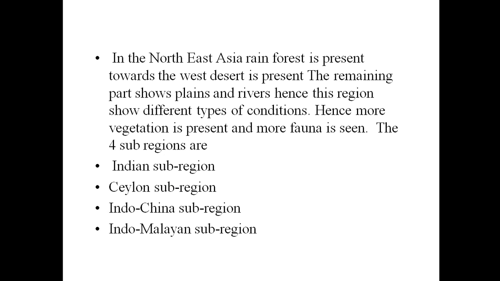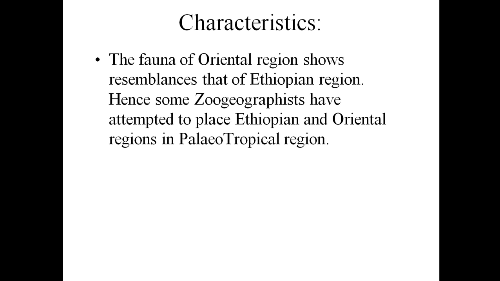As I have told you, this Oriental realm is divided into four sub-regions: Indian sub-region, Ceylon sub-region, Indo-China sub-region, and Indo-Malayan sub-region. Of course, we are not going into the details of each of the sub-regions. What are the characters of this Oriental region? One thing, the fauna of the Oriental region resembles the Ethiopian, that is, the African region.